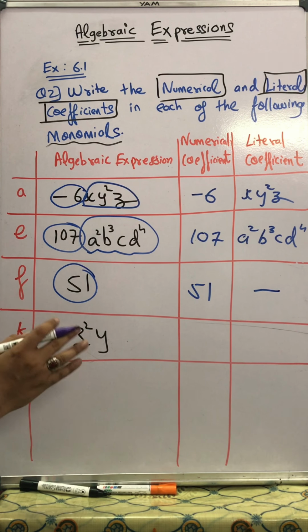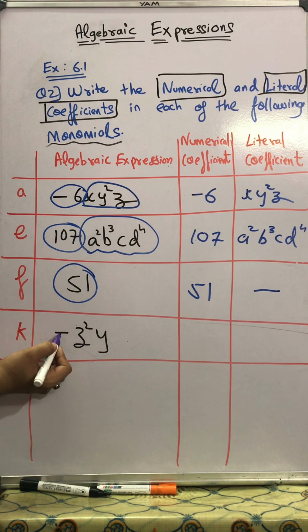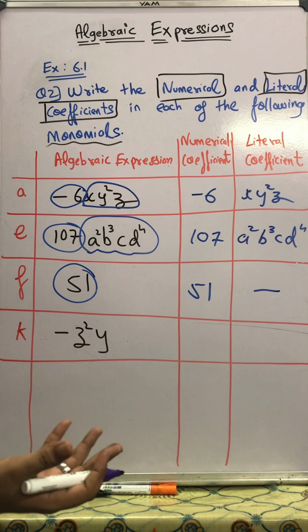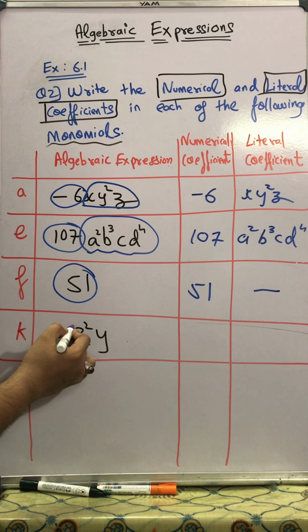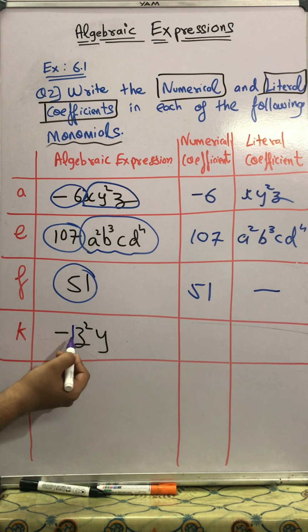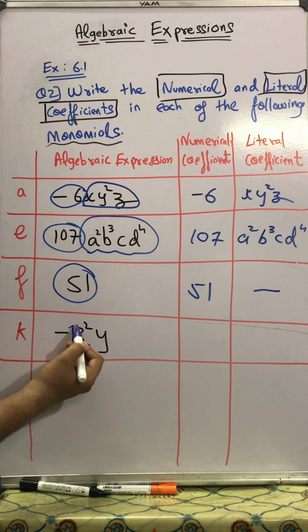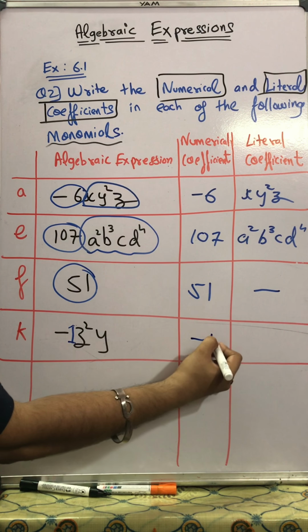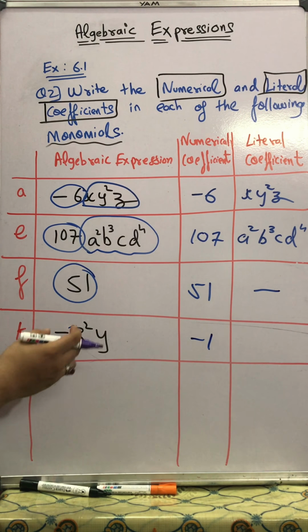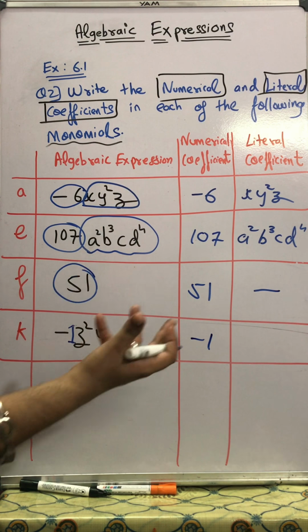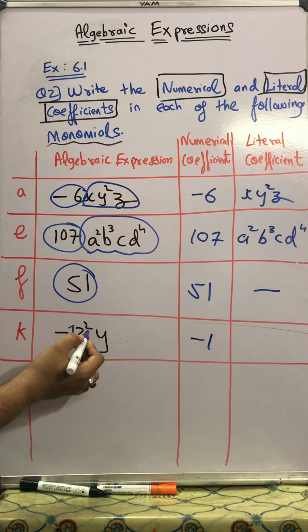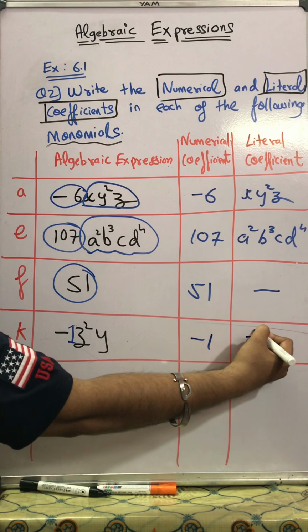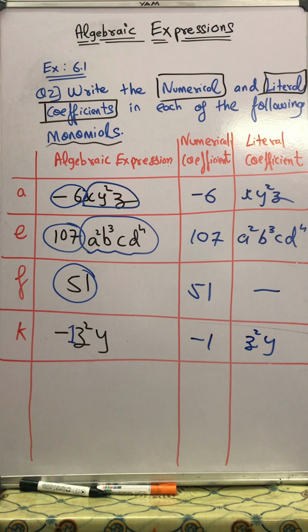There are no numbers, but still I can see minus. So can I say where there is nothing, there is always 1. So I can have a 1 here. So it's like minus 1 z square y. So my numerical coefficient will be minus 1. It's important. And the literal coefficients will be z square y. Hope you understood, students. Please pause the video and start.